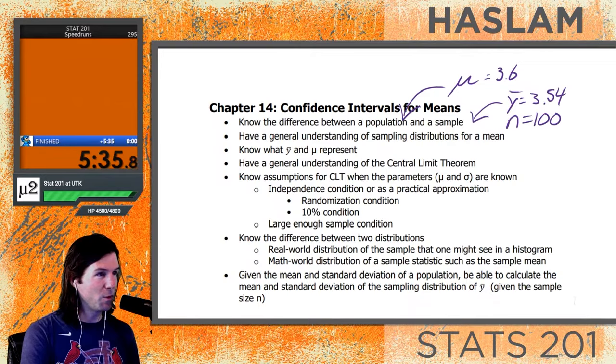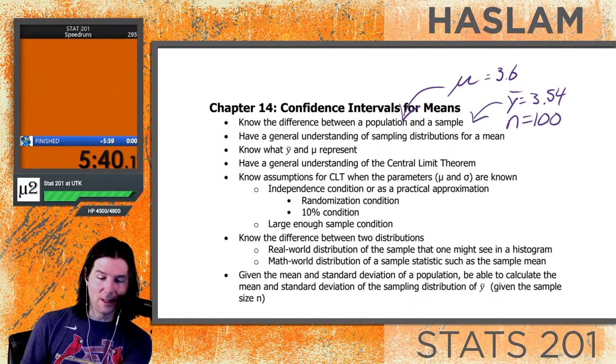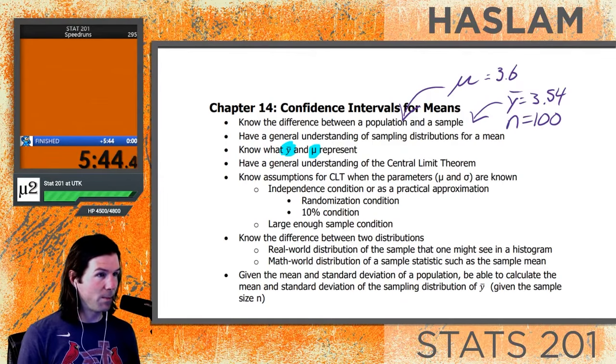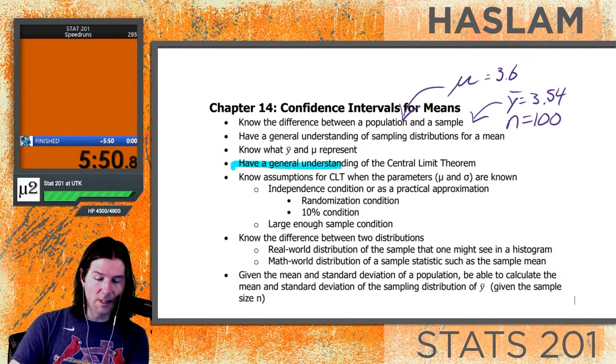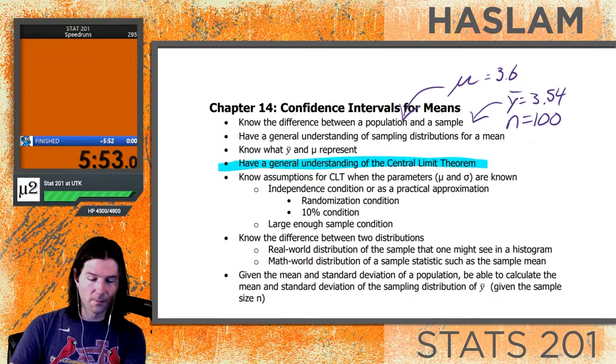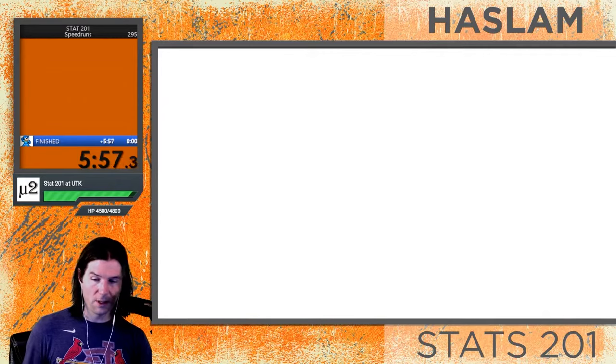Know what y bar and mu represent. We've done a lot of talking about that right there. The y bar is the sample mean and mu is the true mean. So it's a difference between the sample and the truth right there. We've already actually talked a little bit about the central limit theorem, but let's go more in depth on the central limit theorem right here. When it comes to the central limit theorem, there are 2 key things to understand.